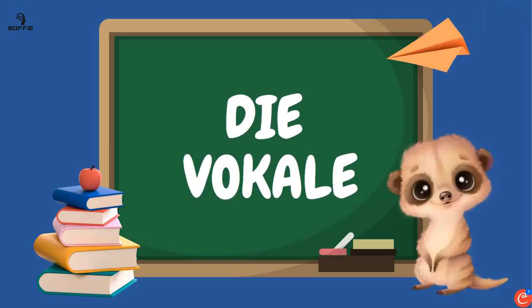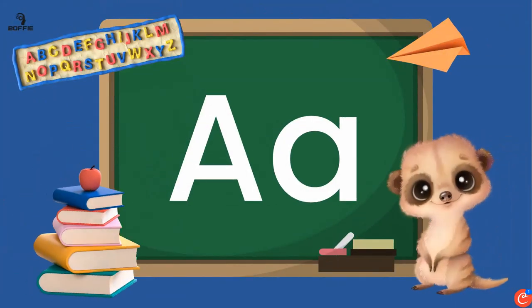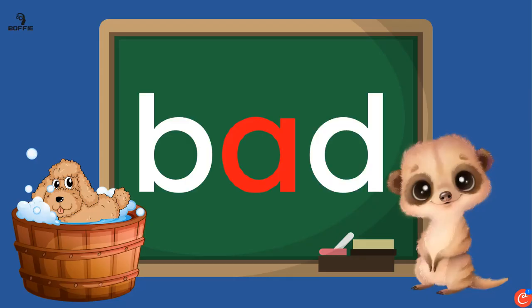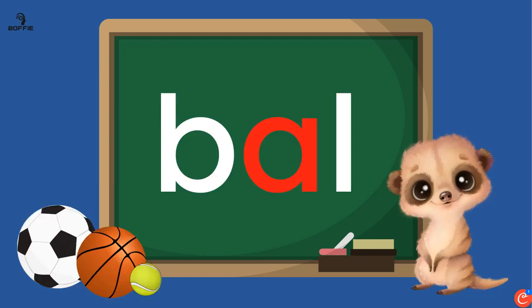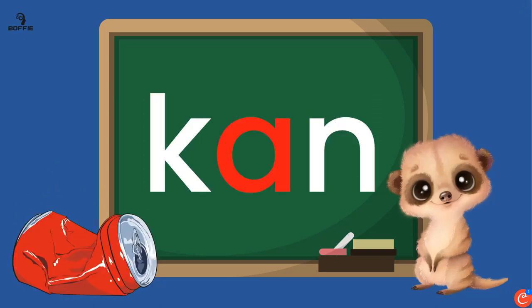Die vokale. A sounds like a for umbrella in English. B-a-t, but. You'll notice that the D sounds like a T in Afrikaans. B-a-l, bull. K-a-n, kan.